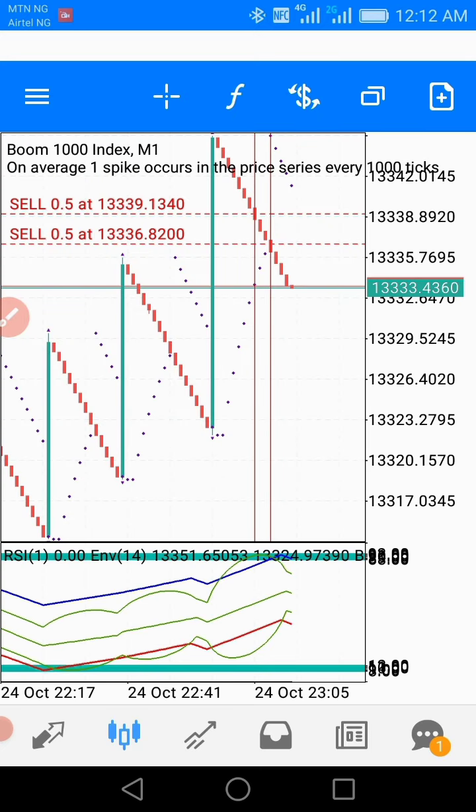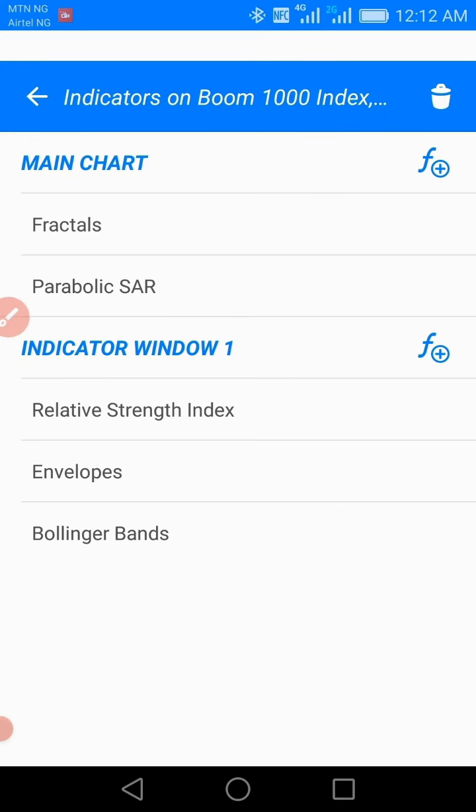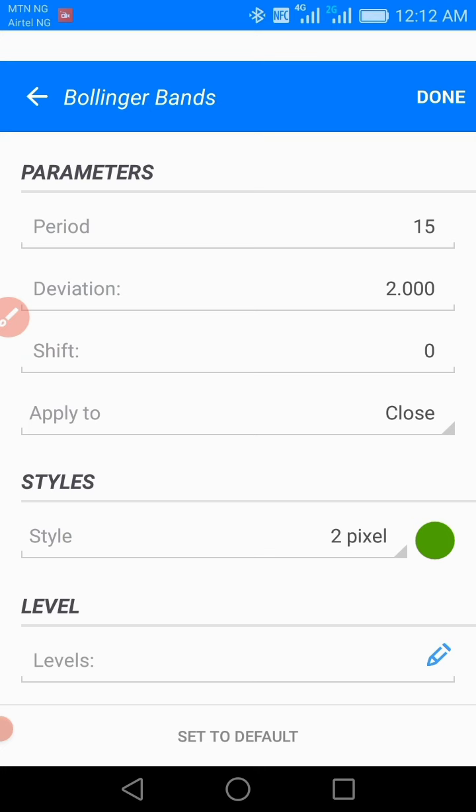You click done. Then we also have the Bollinger Band on indicator window 1. Here are the parameters. Period is 15. Deviation is 2.000. Shift is 0. You apply it to close. Then the style is 2 pixels. Color is green. You click done.